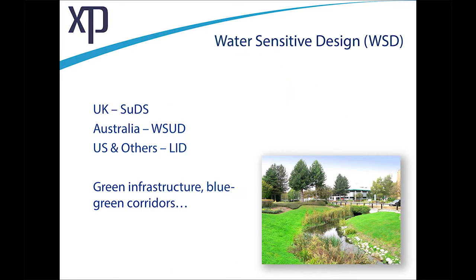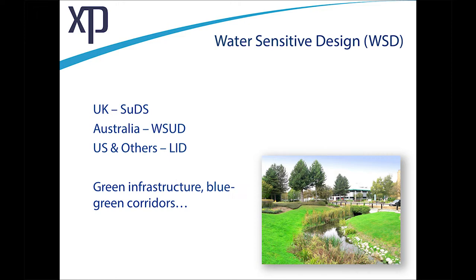This approach to stormwater is referred to in a number of different ways. Water-sensitive design, or WSD, is the term we're seeing in New Zealand, but this approach shares similarities with approaches used in the UK, such as sustainable drainage systems, referred to as SUDs. In Australia, water-sensitive urban design, referred to as WSUD. And in the United States and many other countries, low-impact development, or LID. We're also seeing the terms green infrastructure and blue-green corridors used.